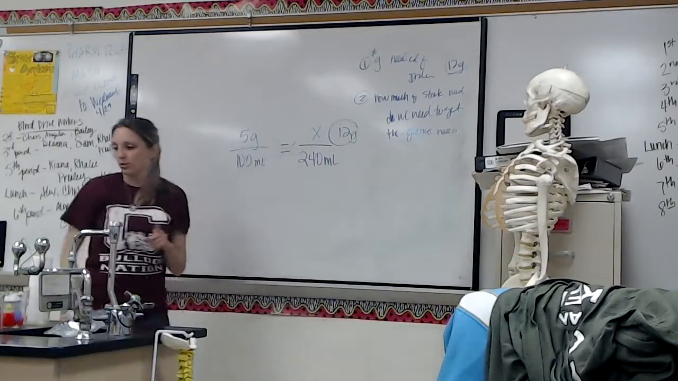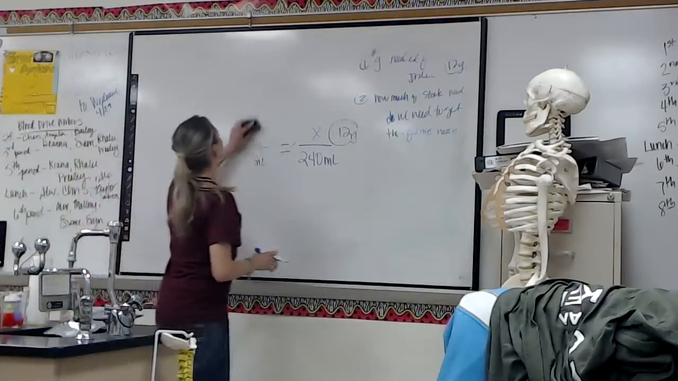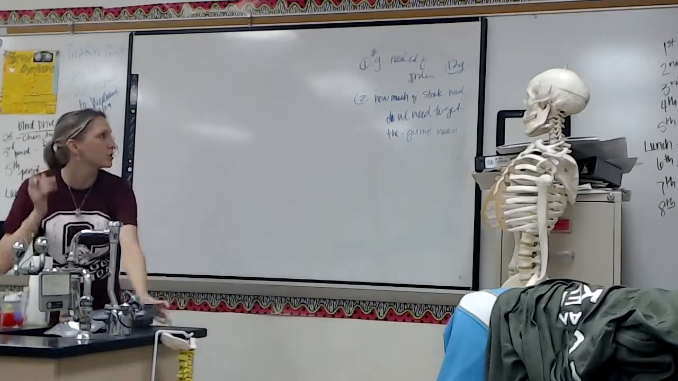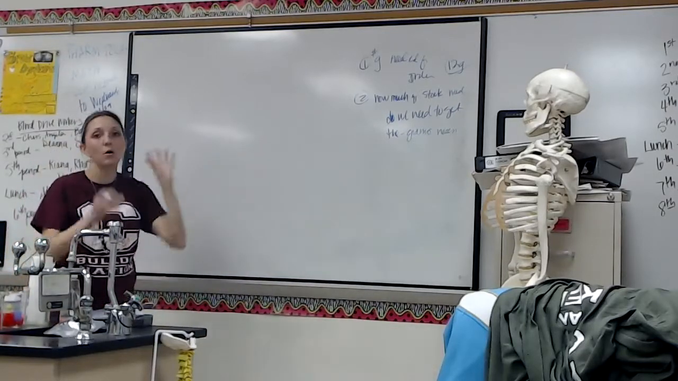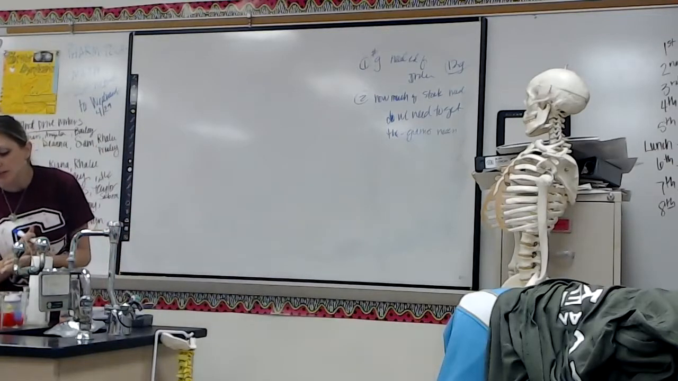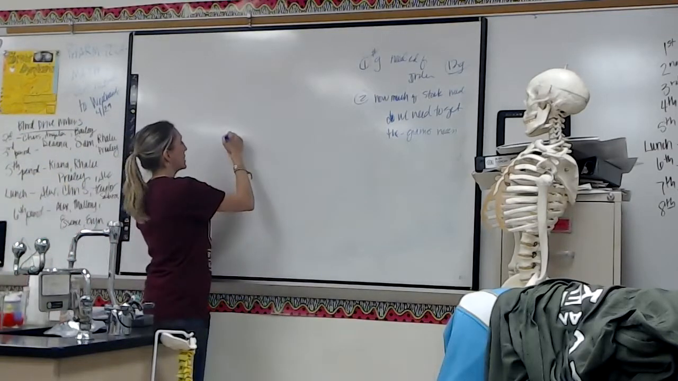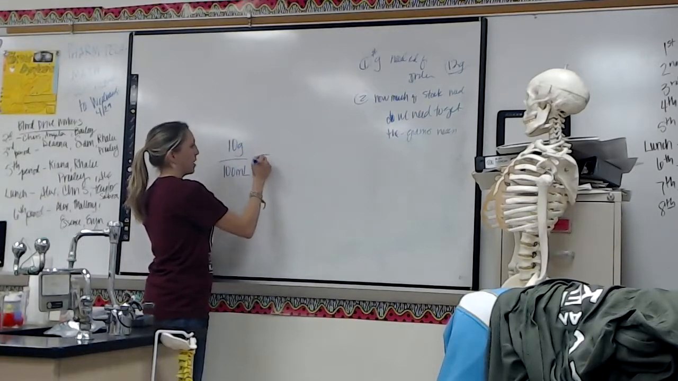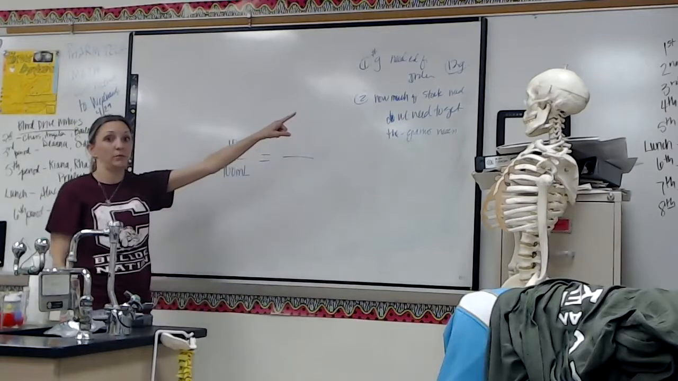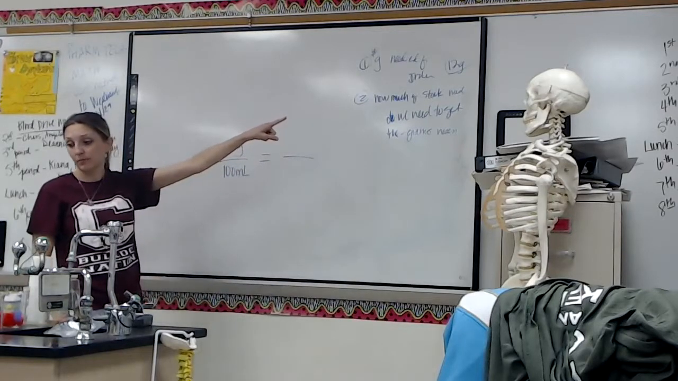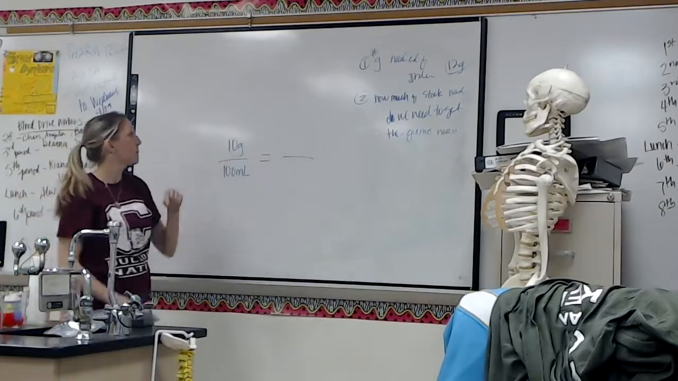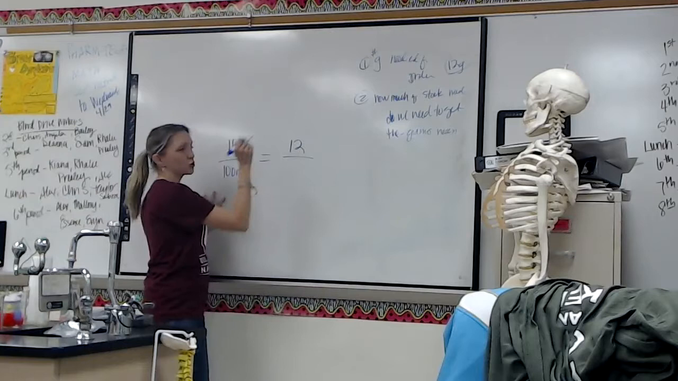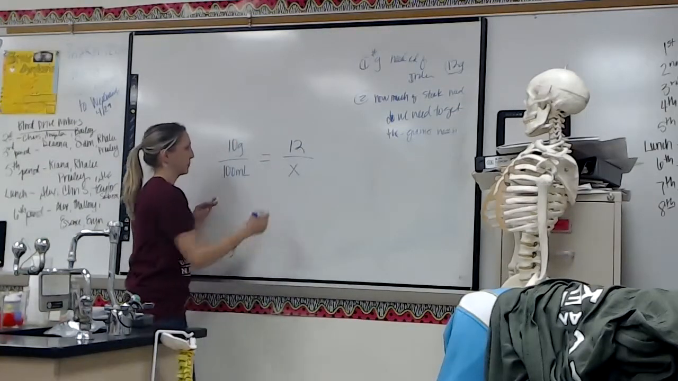Now what we're going to do is another ratio proportion method, but this time we're going to use our stock. We know our stock is a 10% solution, so we know that there's 10 grams in every 100 milliliters, but we need 12 grams. If I want 12 grams, I need to know how much of this we need to get 12 grams of our active ingredient.